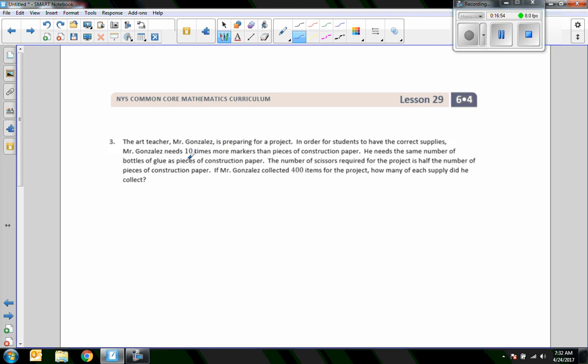The art teacher, Mr. Gonzalez, is preparing for a project. In order for students to have the correct supplies, Mr. Gonzalez needs 10 times more markers than construction paper. So I'll start with markers, construction paper, he needs the same number of bottles of glue as paper. So I'm just starting with my topics, my headings, and scissors. Okay, and total.